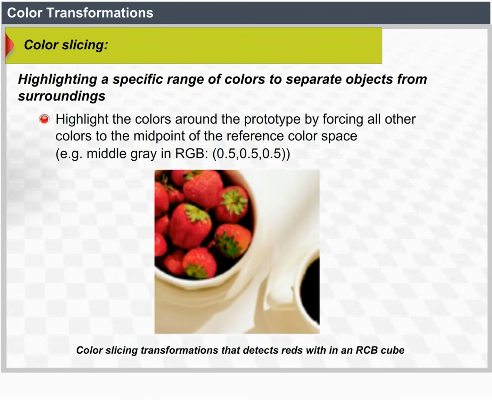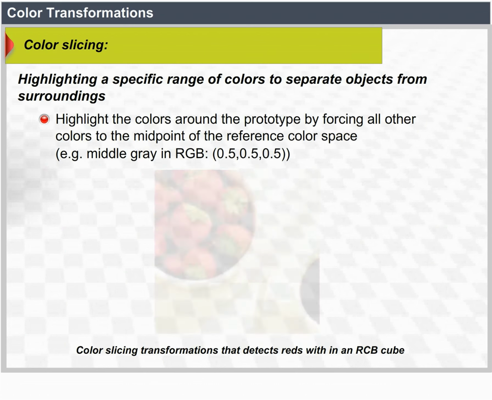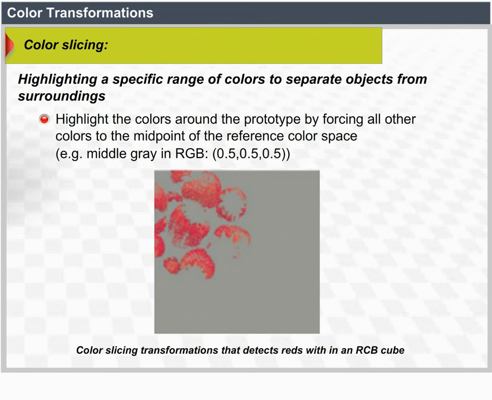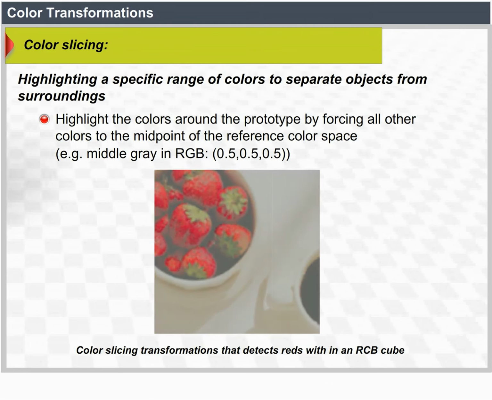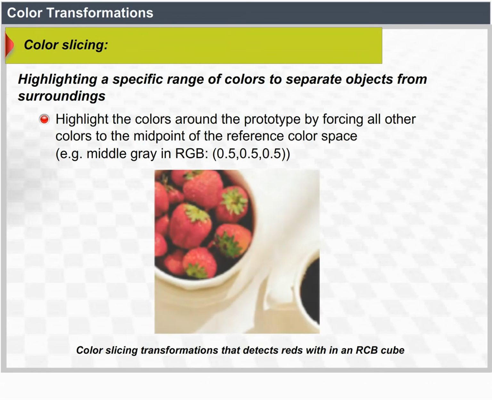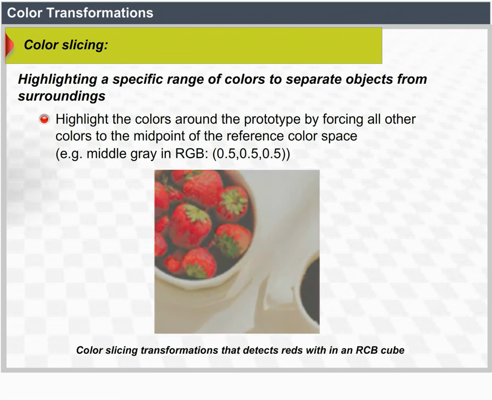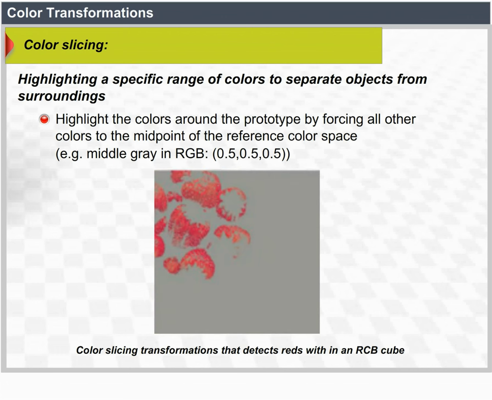Highlight the colors around the prototype by forcing all other colors to the midpoint of the reference color space. For example, middle gray in RGB is 0.5, 0.5, 0.5. The images show color slicing transformations that detect reds within an RGB cube of width W equals 0.2549, and reds within an RGB sphere of radius 0.1765, centered at the same point, with pixels replaced by the cube and the sphere.